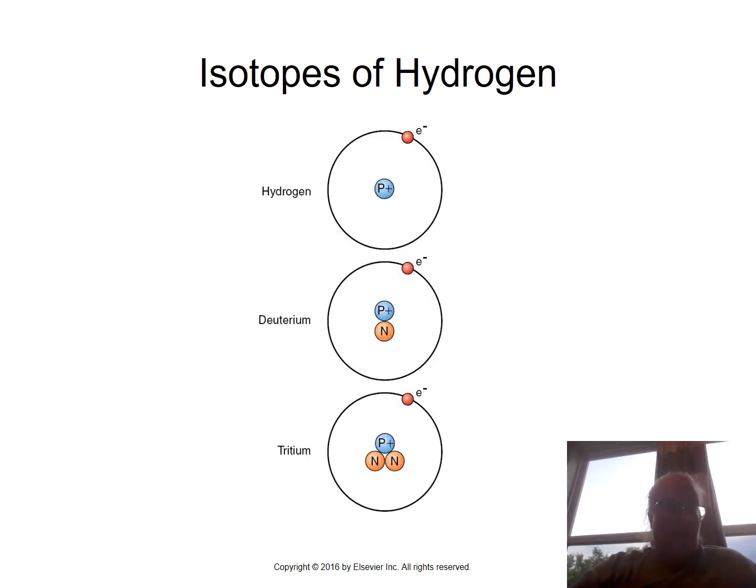So here is a picture of the isotopes of hydrogen. So this is figure 2.3 in your book. It shows that hydrogen has only 1 proton, as you can see there. Deuterium has 1 proton and 1 neutron, and tritium has 1 proton and 2 neutrons.